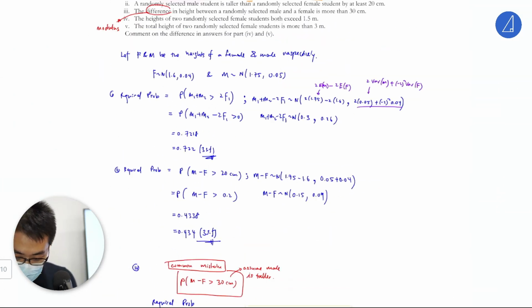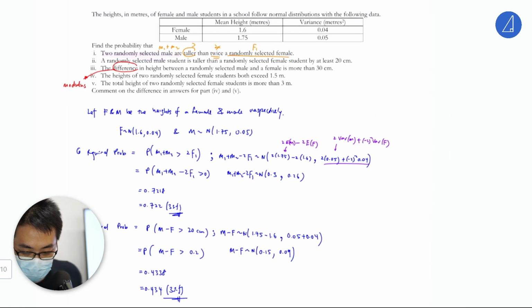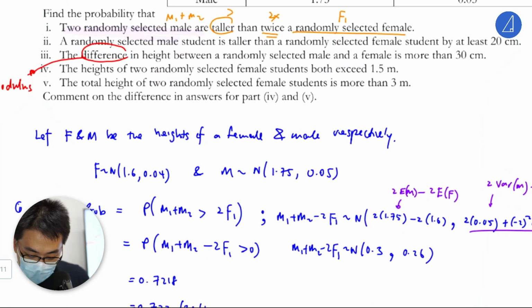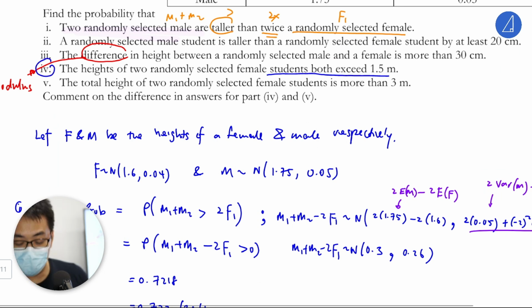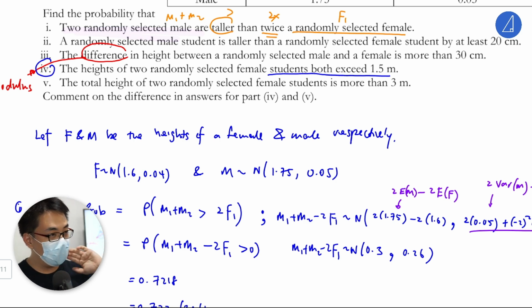So part 4. Now what does part 4 mean? Take note, part 4: the height of two randomly selected female both exceeds 1.5. You need both to exceed 1.5.